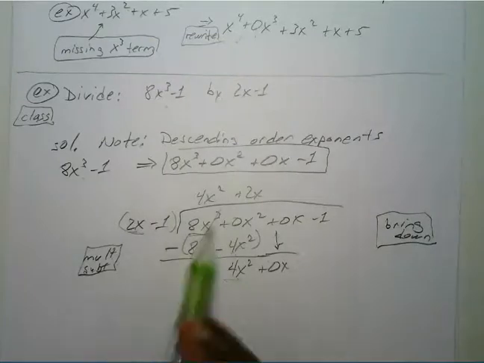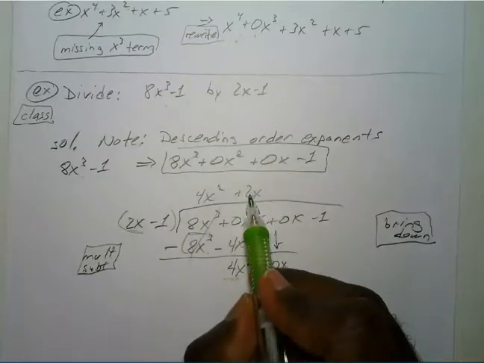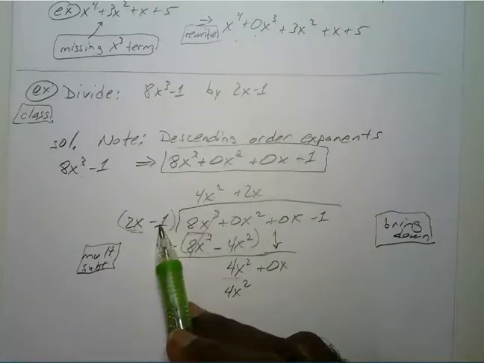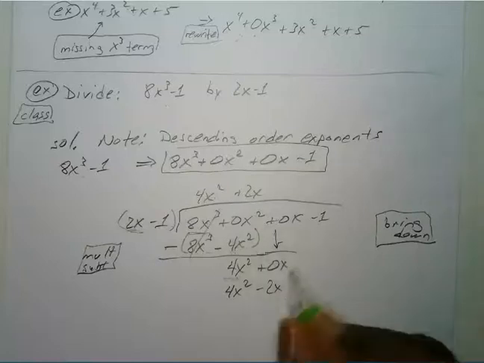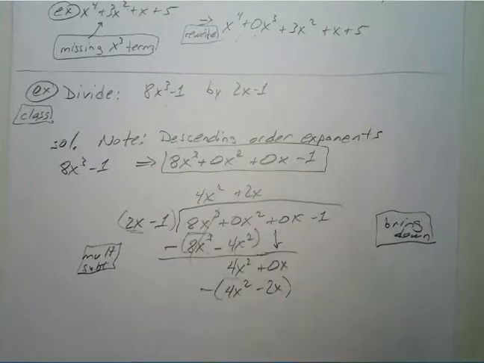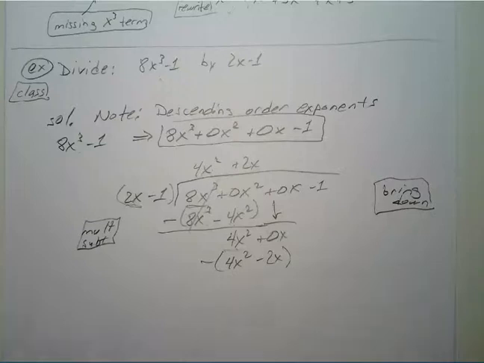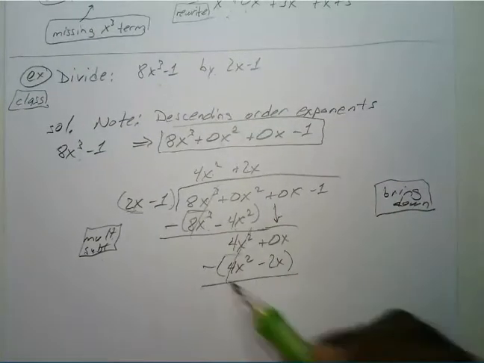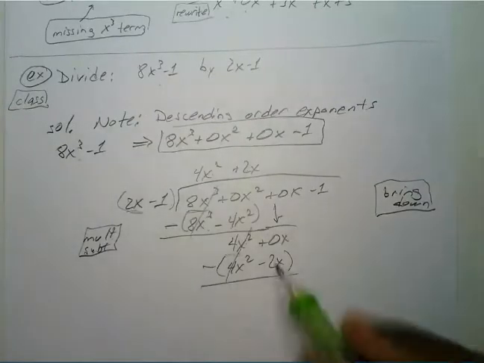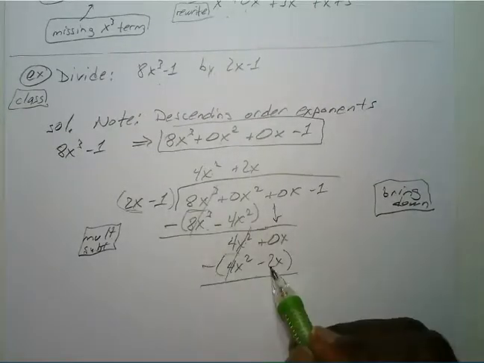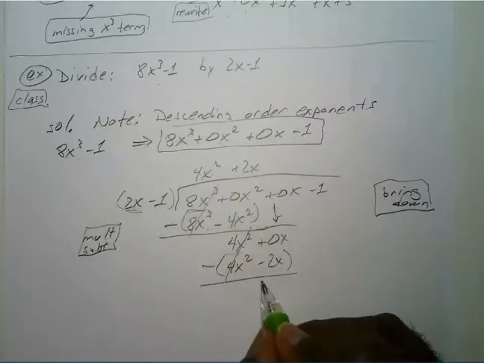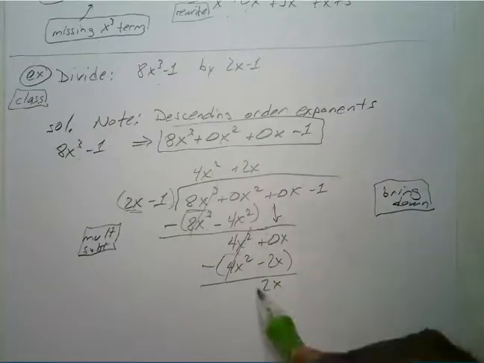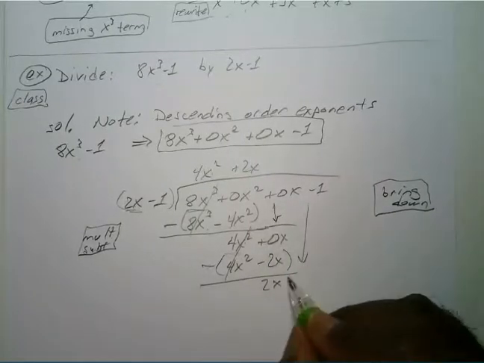So once again, we multiply, then we subtract. 2x times 2x is 4x squared. 2x times negative 1 is minus 2x. So we multiplied, now we subtract. Okay, so 4x squared minus 4x squared is 0, so that disappears, just like we planned. 0x plus 2x, remember that's distributed, is 2x. Okay, so we multiplied and subtracted, now we bring down.